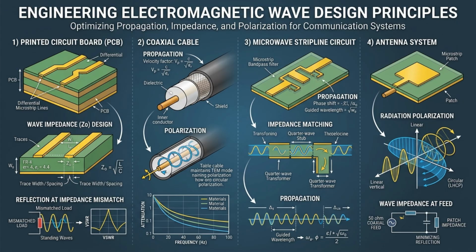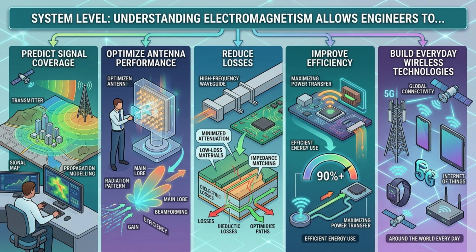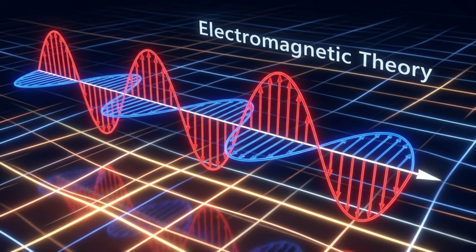Material properties determine how signals behave inside PCBs, coaxial cables, microwave circuits, and antennas. At the system level, understanding electromagnetism allows engineers to predict signal coverage, optimize antenna performance, reduce losses, improve efficiency, and build the wireless technologies used every day around the world. Electromagnetic theory is often considered one of the most challenging topics in engineering. However, it is also one of the most powerful because it explains how virtually every wireless system operates.